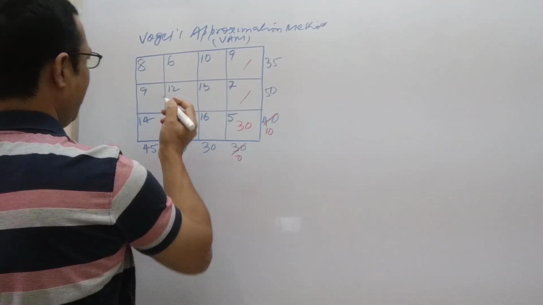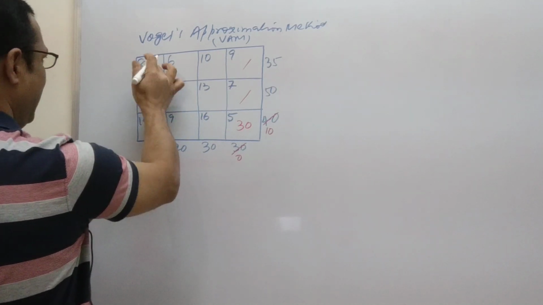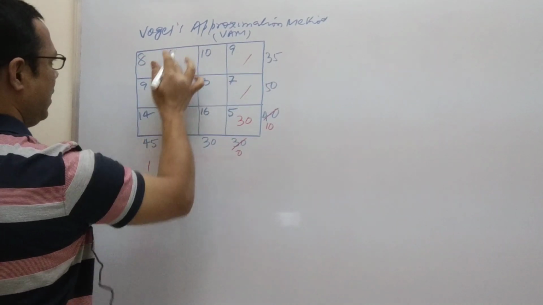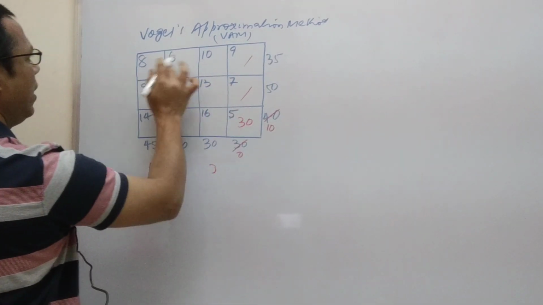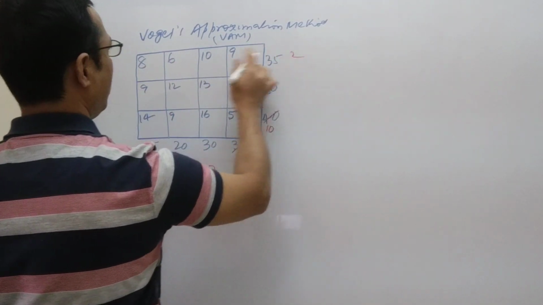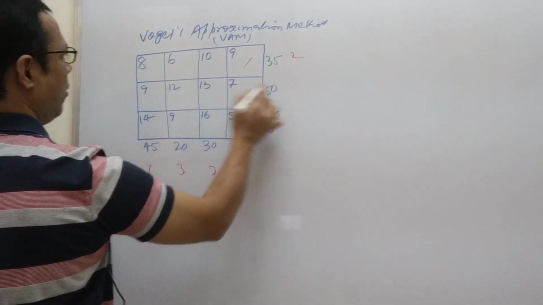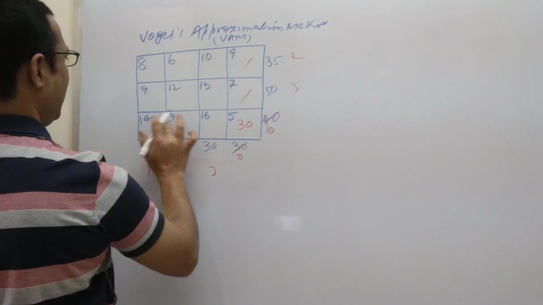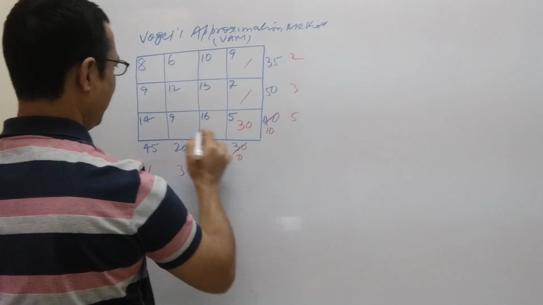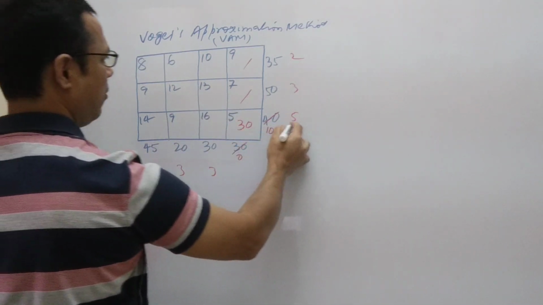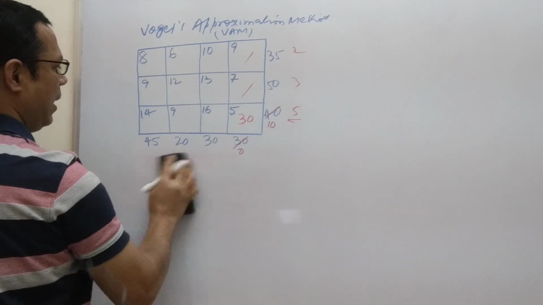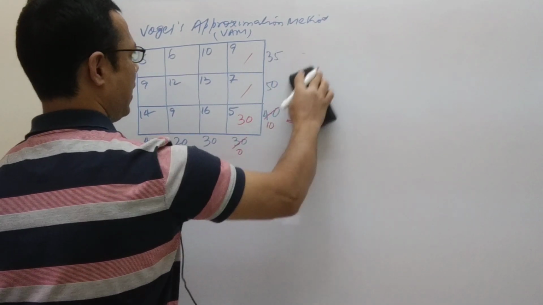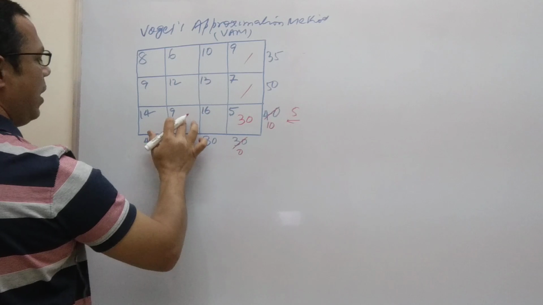Now again we have to move to the next penalty. 8 minus 9 is 1, penalty 6 and 9 is 3, penalty 10 and 13 is 3. Here 8 and 6 is 2, and 9 and 12 is 3, 13 and 9 is 4, 14 and 5 is 9. So these are the penalties. Again we are going to enter the same row, because if you compare all these penalties, 5 is the largest. So we need to enter the same row here and find which one is going to give the least cost.